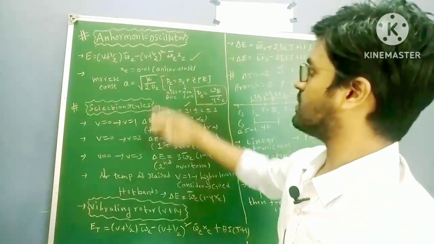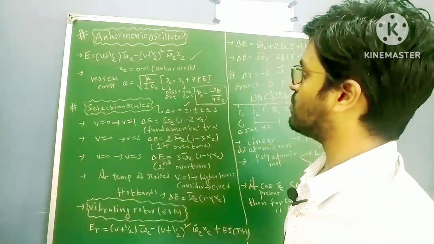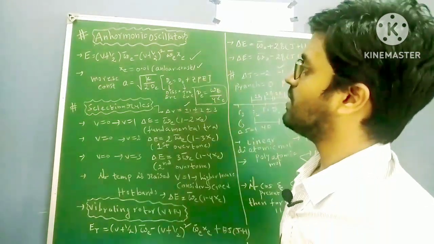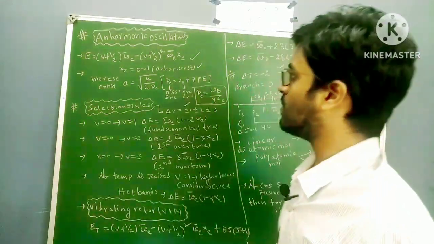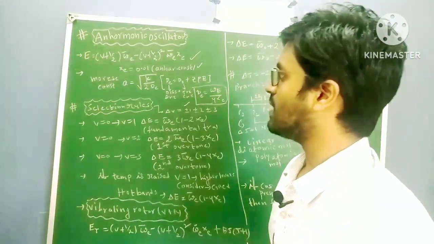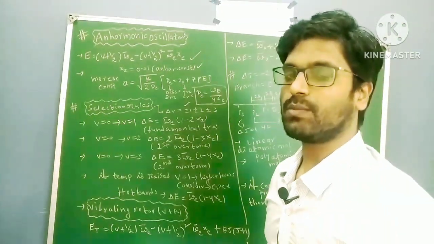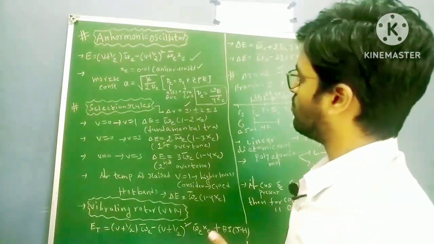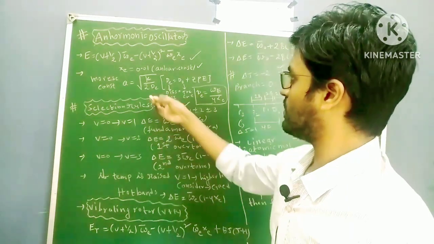So anharmonicity constant Xe equal to 0.01. Next one is Morse constant, A equal to root over K by 2 dE. Question might come but not important. Okay, so A equal to root over K by 2 dE.